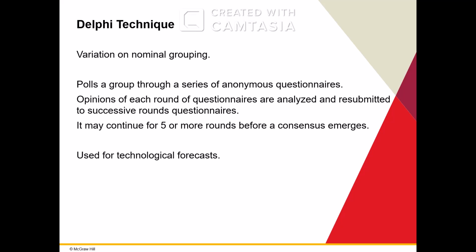Then we have Delphi technique, which is a variation on nominal grouping. It polls a group through a series of anonymous questionnaires. Opinions of each round of questionnaire are analyzed and resubmitted to successive rounds of questionnaire. So a questionnaire will be distributed among the peers and it will be anonymous. So it may continue for 5 or more rounds before a consensus emerges. Used usually for technological forecasts.